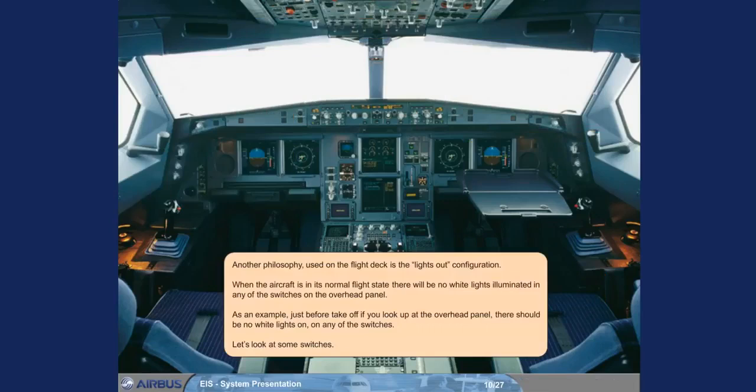Another philosophy used on the flight deck is the lights out configuration. When the aircraft is in its normal flight state, there will be no white lights illuminated in any of the switches on the overhead panel. As an example, just before takeoff, if you look up at the overhead panel, there should be no white lights on any of the switches. Let's look at some switches.